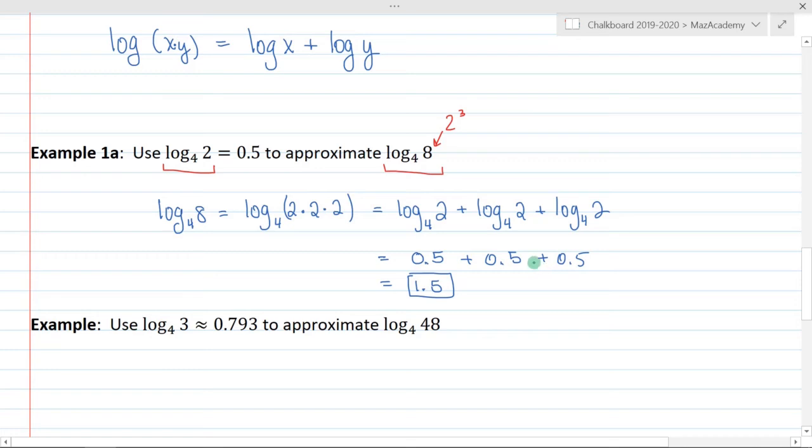So there you go. If you go scrambling for a calculator to look for what the log base 4 of 8 is, you're missing the point. The idea is to use the log they gave you to figure out the log they're asking you for. Now, granted, sometimes a number like 0.5 was easy to add, but with something like 0.793, you might use a calculator just to do the adding, but the idea is not to have to do that. All right, so let's keep going here.